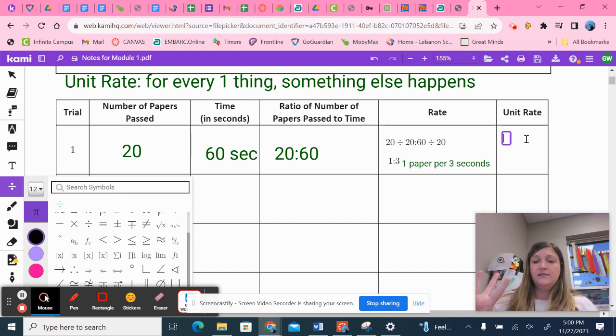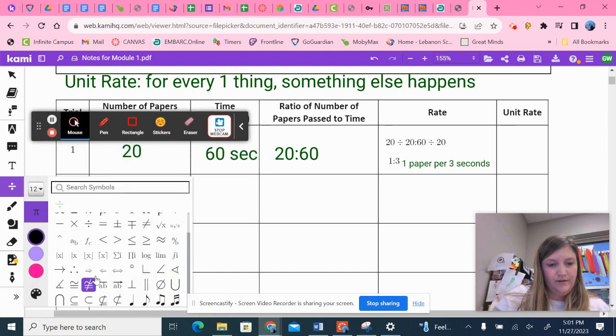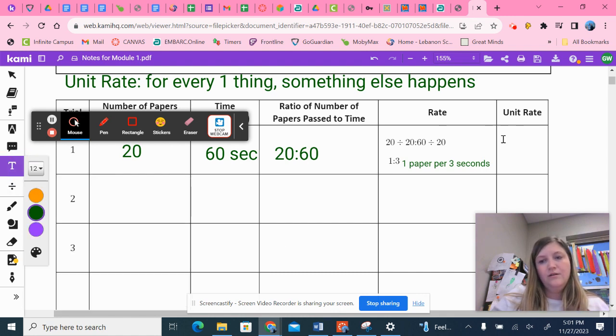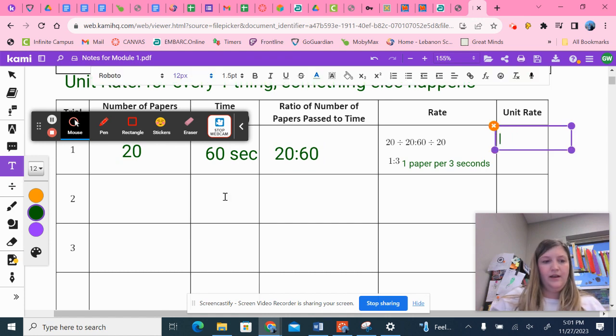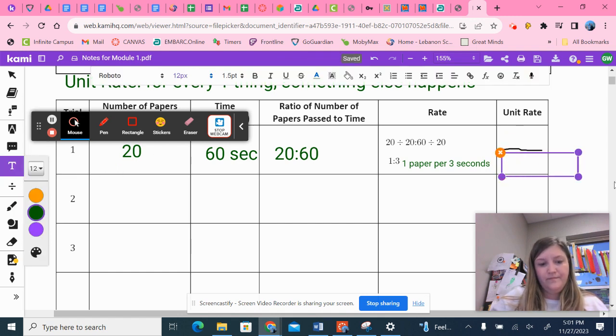We need to get the 3 seconds down to 1 second. So we have to ask ourselves, what can I divide 3 by to make it into a 1? The answer to that is 3. So we'd have in the denominator, because we're going to turn this into a fraction, I'm going to use just a line and kind of draw it for us. Okay, here's our bottom. The bottom of the fraction would be 1 second.